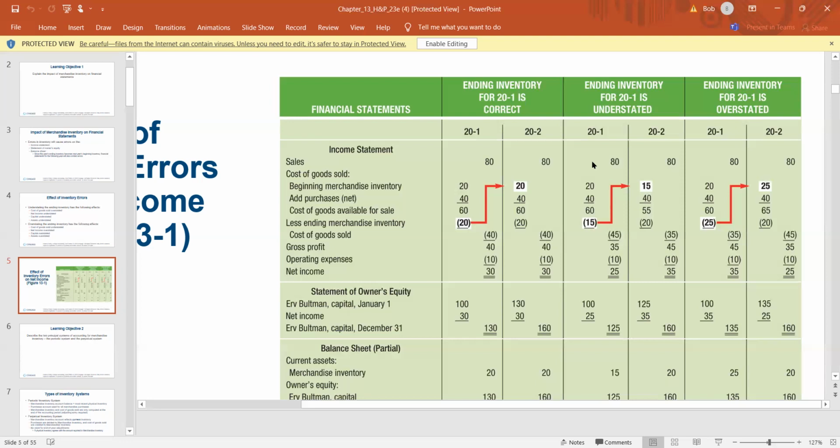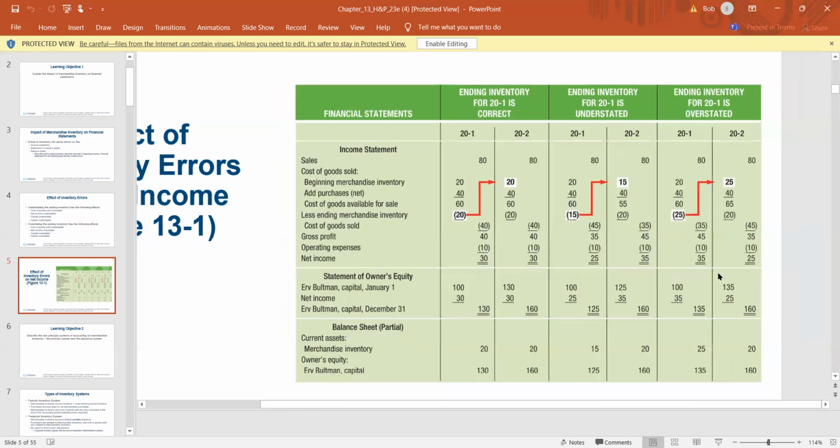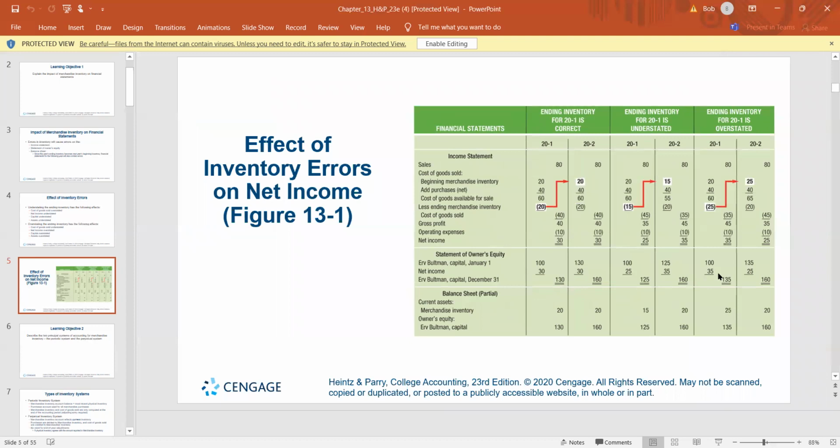If you were understated one year, you'll be overstated the next year. And here's the overstated problem. Here, they didn't count 20, they counted 25, so they're showing too much income, 35 and 25. Again, if you're the manager of this company, you might start handing out bonuses. Wow, we did great. And then you find out you really didn't make that kind of profit. So hopefully you find the impact of the inventory errors interesting. And it's a test. It'll be on the test. There'll be some questions on this.